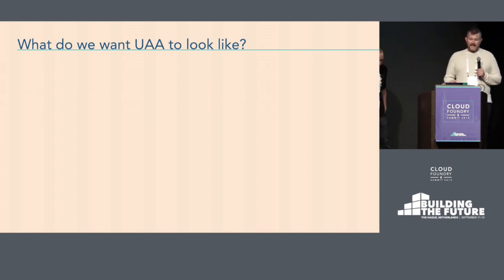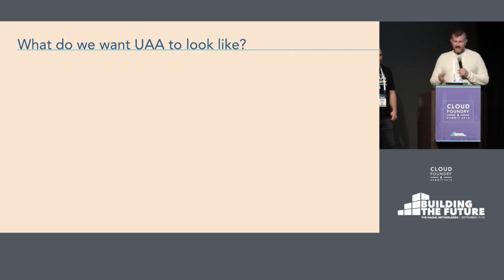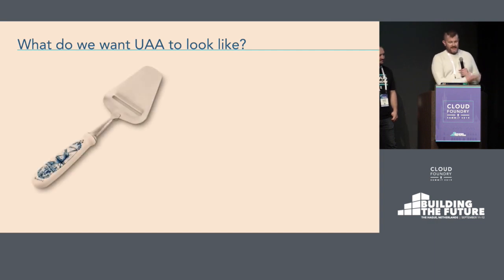So taking us back to our analogy, if a Swiss Army knife represents UAA in its current state, we need to choose an item that represents UAA's future state. And in the spirit of CF Summit moving from Basel, Switzerland to Den Haag, Netherlands, we chose a familiar Dutch staple, the kaasschaaf, or cheese slicer. The Dutch produce lots of tasty cheeses, so this is a tool that gets put to use frequently.